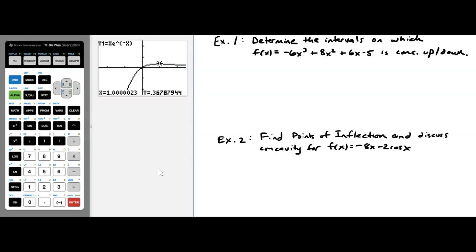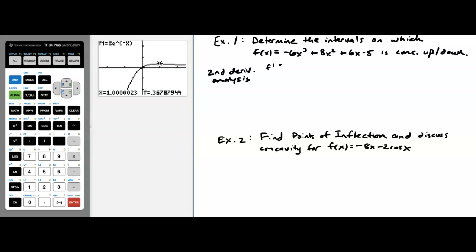Okay, so example 1, just kind of to recap everything that we've done here. Determine the intervals on which this function is concave up, concave down. So whenever you get the concavity question, that's where you're thinking what I've described as the second derivative analysis. And so we are going to go through the process of finding the second derivative, seeing where the second derivative is equal to 0 or undefined, creating that second derivative number line, testing points into that second derivative, and then drawing some conclusions from there.